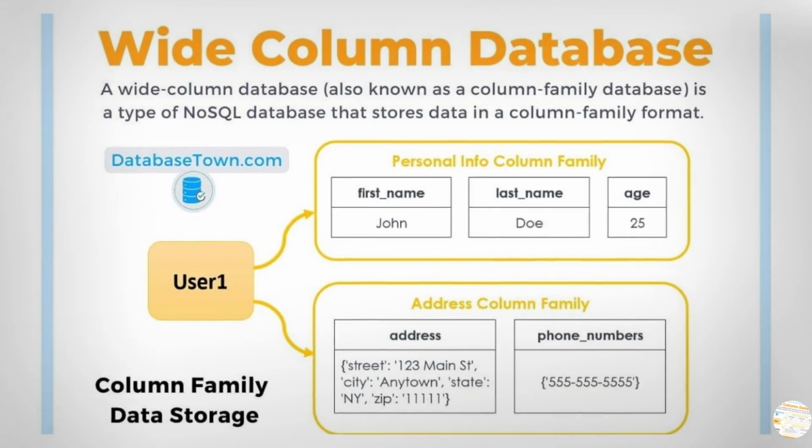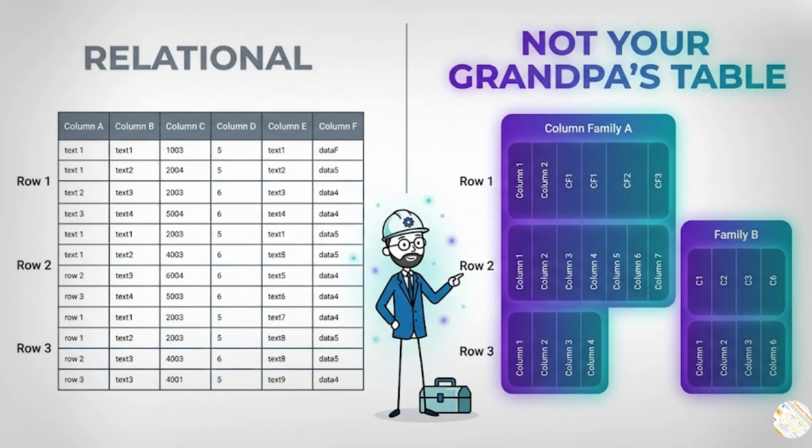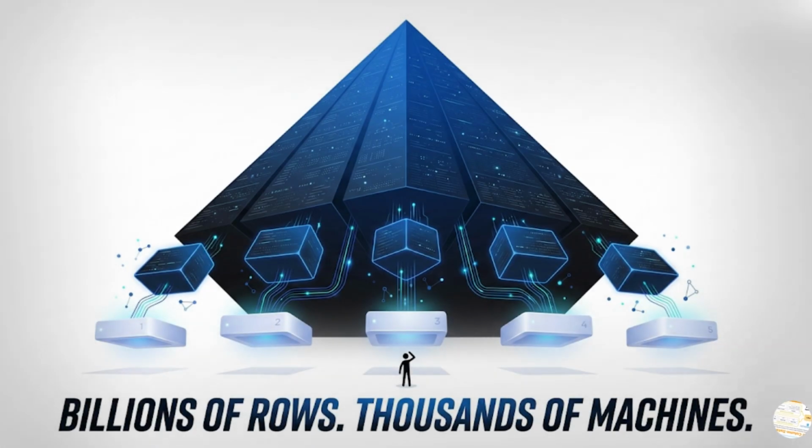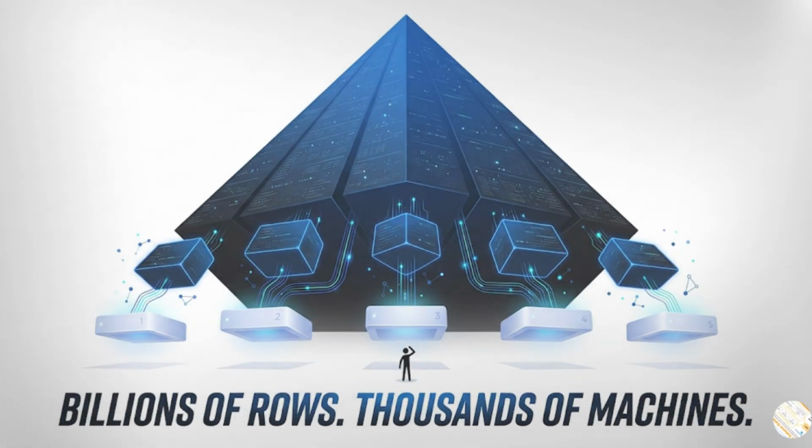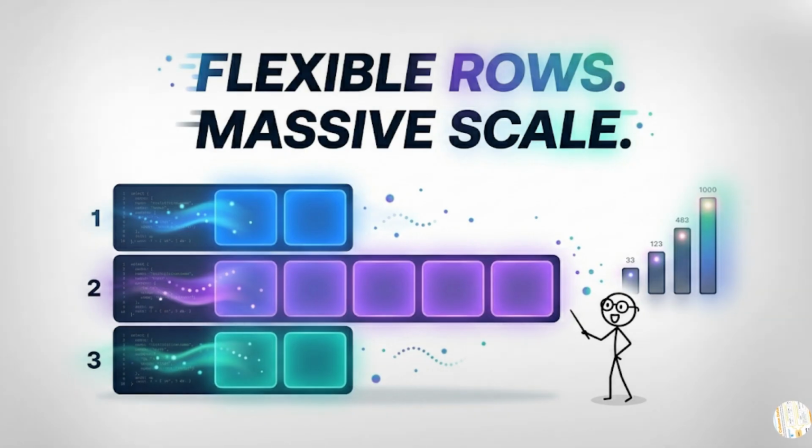Wide-column databases. Wide-column databases organize information into rows and column families rather than traditional relational tables. They were created to handle enormous datasets spread across many machines. Unlike relational databases, different rows can contain different columns, providing flexibility while still supporting large-scale analytics and storage.